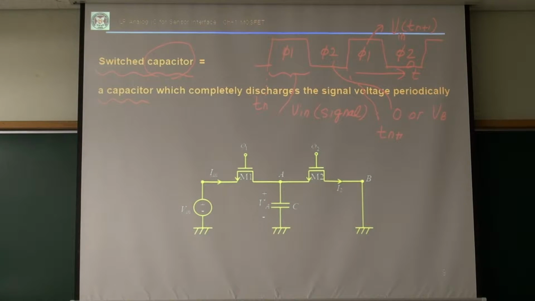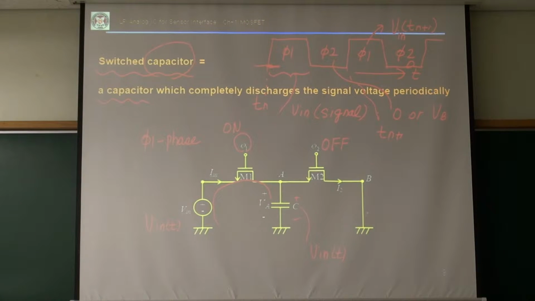I have my time-varying input voltage here, Vin(t), and during phi 1 phase, this NMOS switch is turned on, this PMOS switch is turned off. This is phi 1 phase. Then this capacitor voltage is charged to Vin(t), right? It takes time to settle. During this time interval, this VA, this capacitor voltage, is not Vin(t). So something like that.